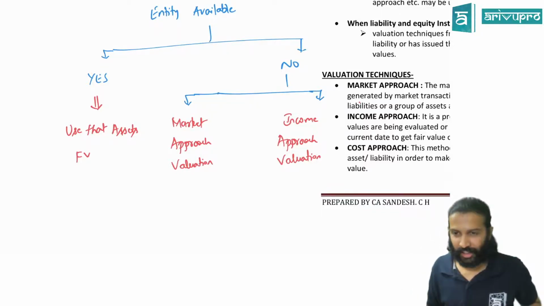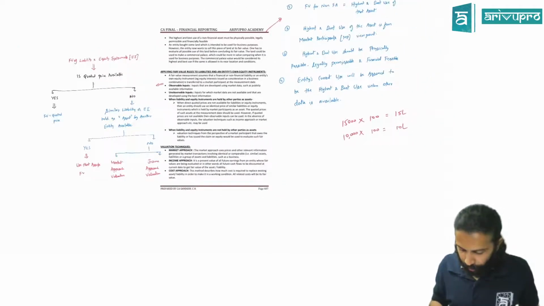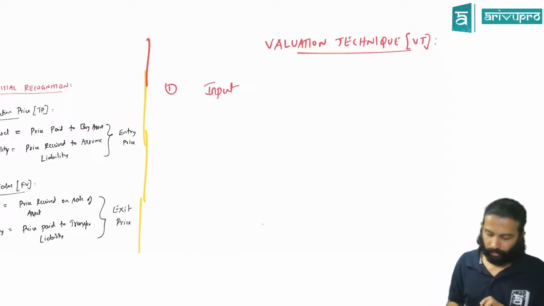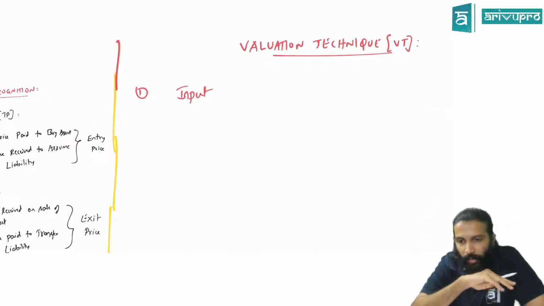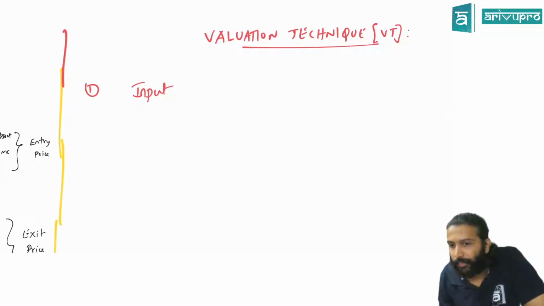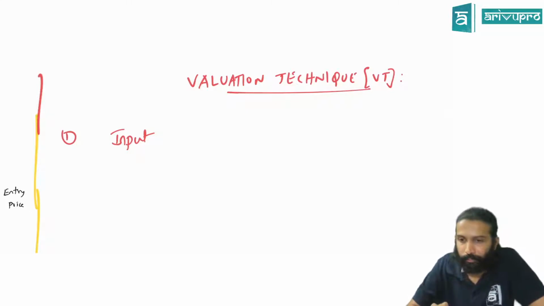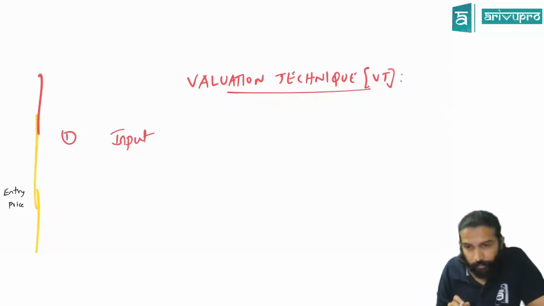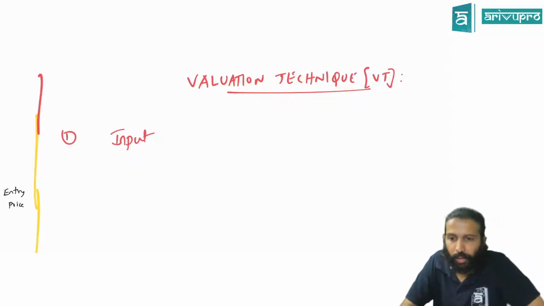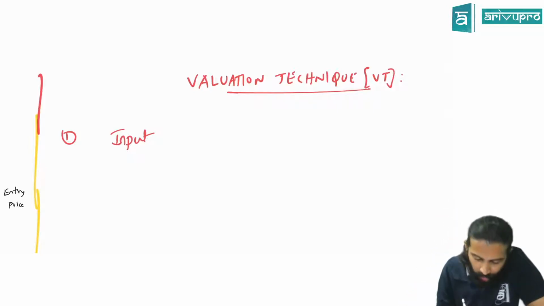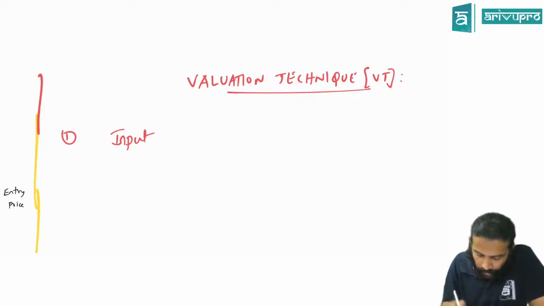Can I move on? Okay. Valuation technique: if you have to value something, you require some data. That data we call input. If you are doing the discounted cash flow method of valuation, you require earnings information and discount factor information. That we call input. So first point is input, in bracket you can write information.